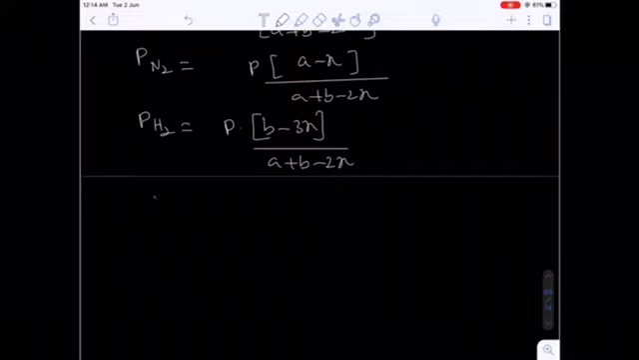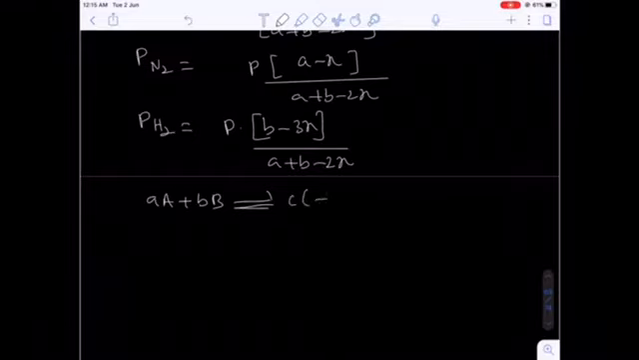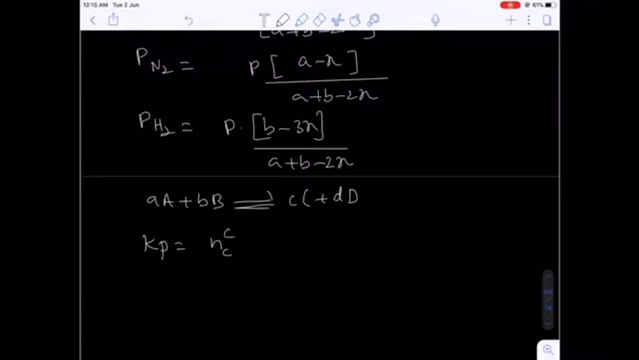Now here, before solving this, I am writing one simple expression. This is the general expression I am writing, okay. Now I am writing the Kp expression. How to express the Kp?